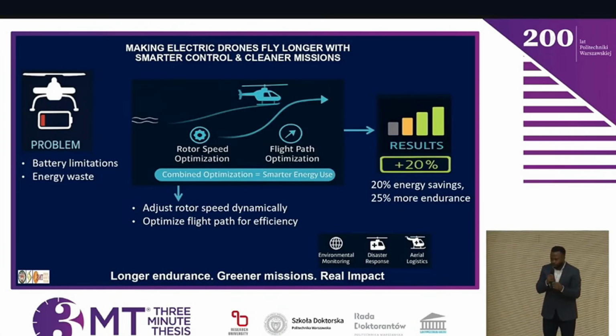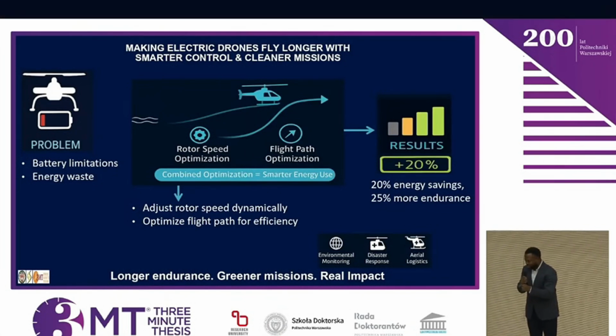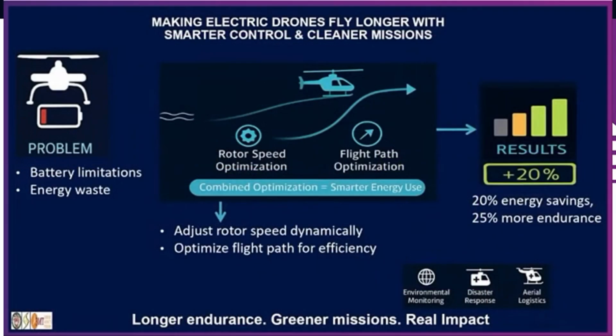My research focuses on optimizing the energy consumption of an electric-powered unmanned helicopter. To do that, I analyzed 2 main factors: the rotor speed and flight path. I studied how they interact to influence the energy use.